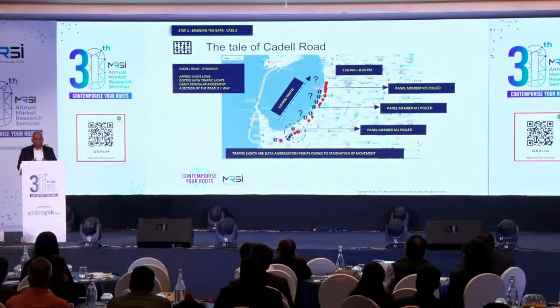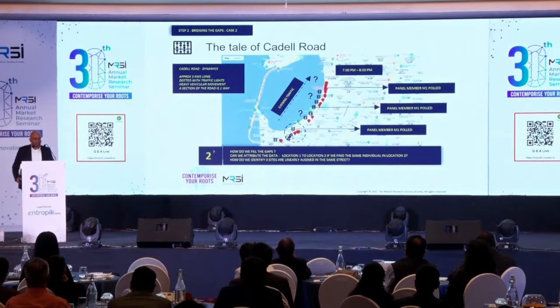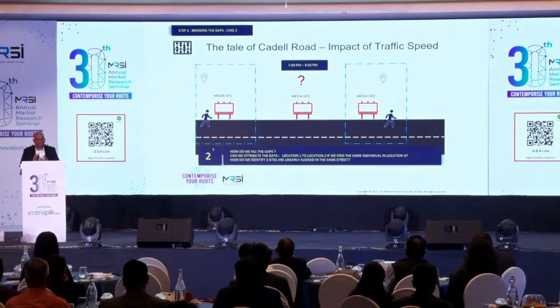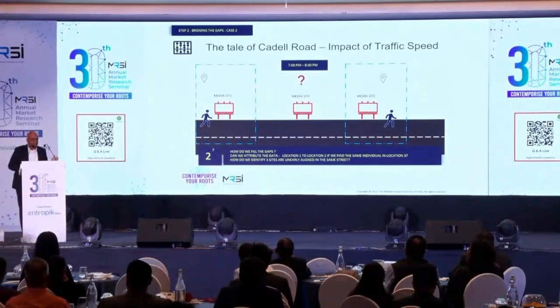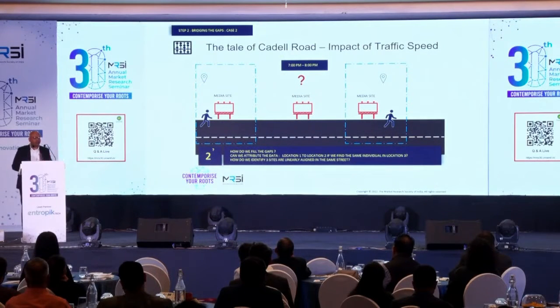So we know that we are missing the data, especially when the traffic is faster. So we need to figure out two things here. The first thing is, how can I identify the linear alignment of sites? And the second thing is, how do I get a sequential order of sites?